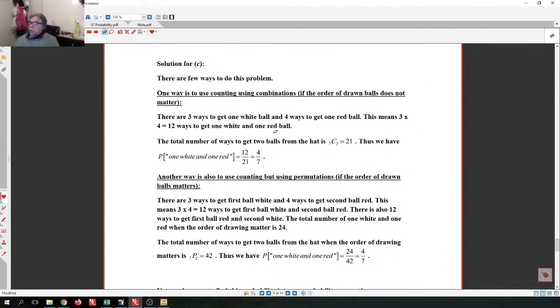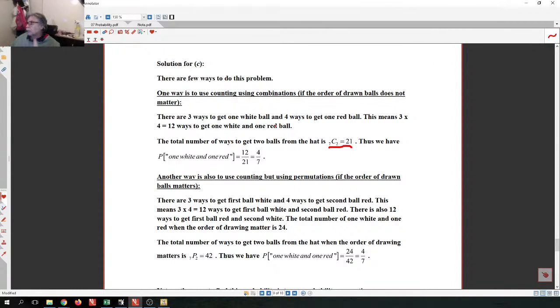Okay, I can use the combinations. Combinations, which means I'm drawing 2 balls out of the hat. I don't care which one is first, which is second. I already said there are 21 different ways to do that, 7 choose 2. Now, in how many ways can you get 1 red and 1 white?